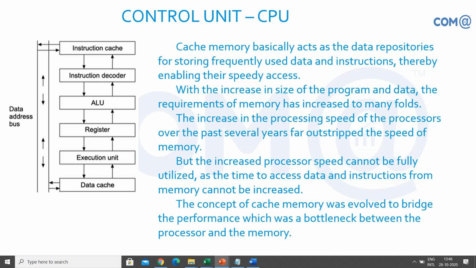But the increased processor speed cannot be fully utilized as the time to access data and instructions from memory cannot be increased. There are some limitations, right? Processor speed is high, 1.2 gigahertz or more than that. Memory clock speed is not that much equal, right? So it is not matching completely, and you cannot get the complete benefit of the processor.